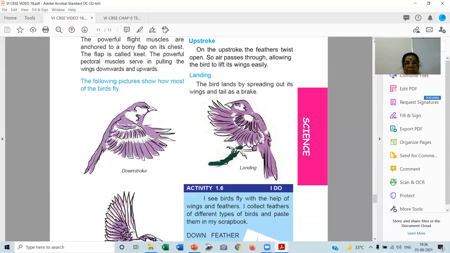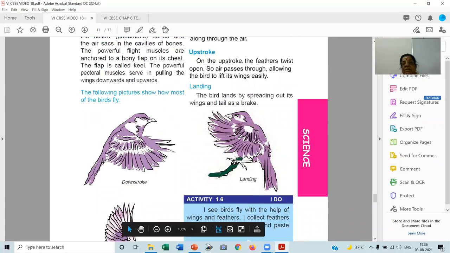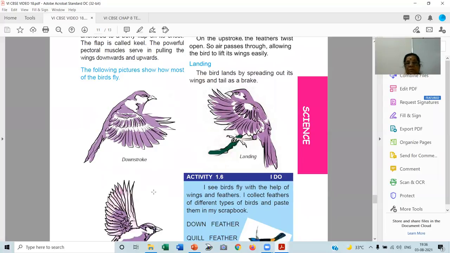Whereas in the upstroke, see the diagram, the bird lifts its feathers up. On the upstroke, feathers twist open, so air passes through, allowing the bird to lift its wings easily. So first in the downstroke, when it goes down, no air is allowed. Then when it goes up, it allows air to enter. I hope you understand. So first downstroke and then upstroke.